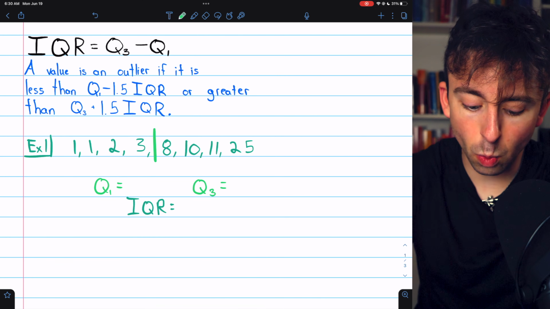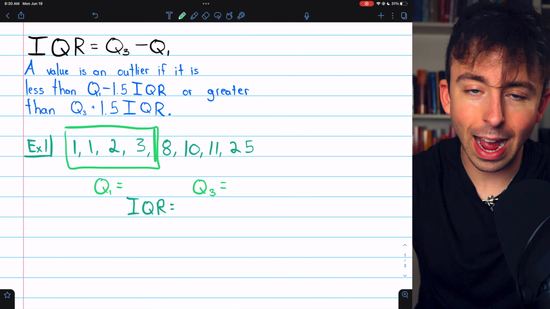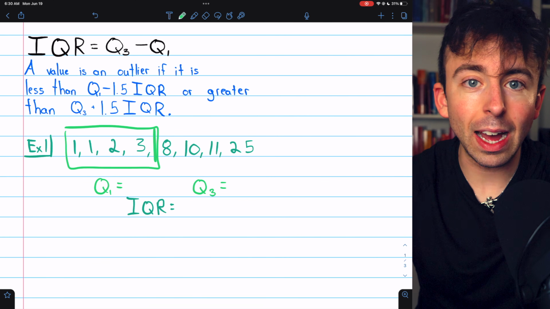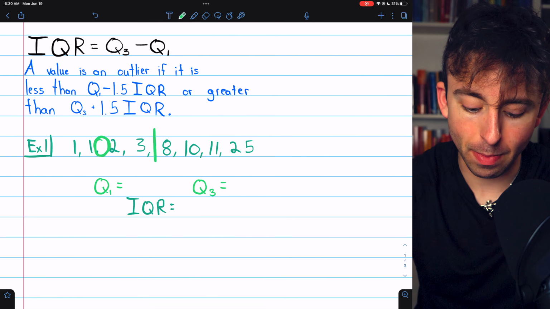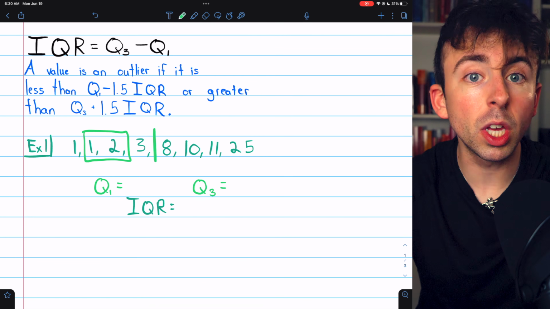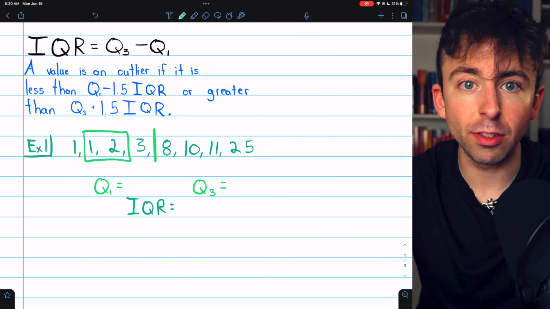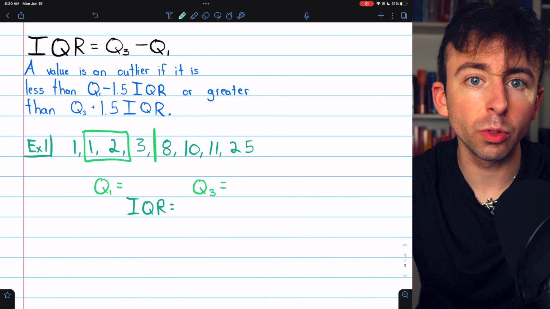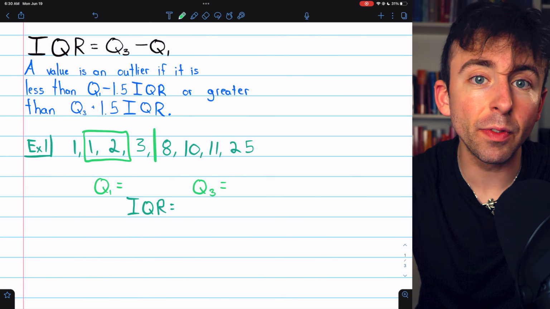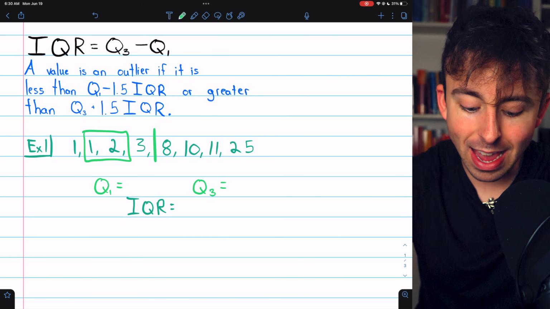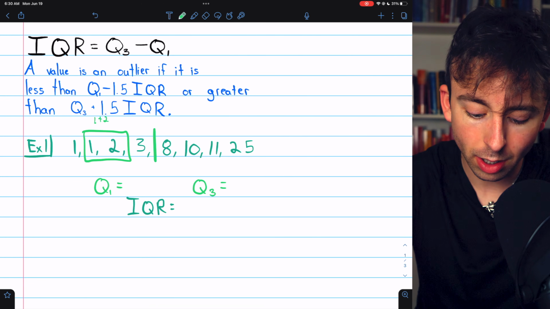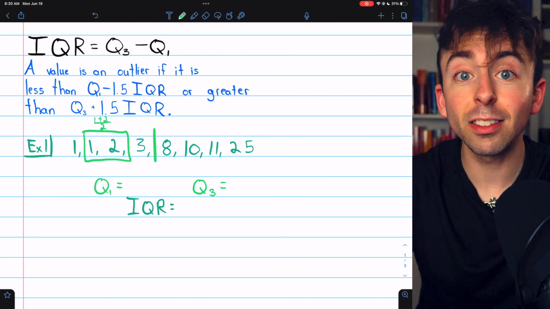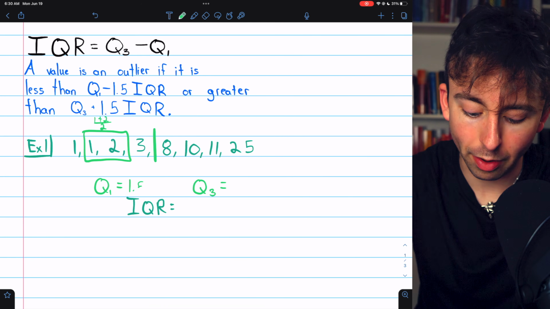Like I said, Q1 is the median of this lower half of data. Since this lower half of data has 4 numbers in it, there's not a single value in the middle because there are 2 numbers in the middle. So Q1 will be the average of these 2 numbers. Again, this is how it works when you're looking for the median of an even amount of data. The average of the 2 numbers in the middle is just 1 plus 2 divided by 2. That's 3 divided by 2, which is 1.5.